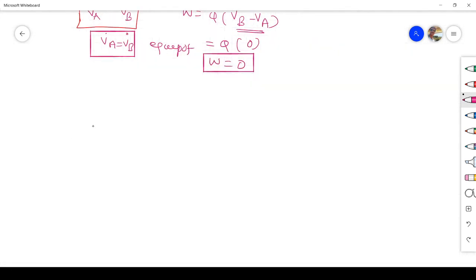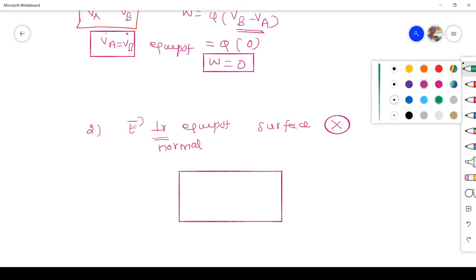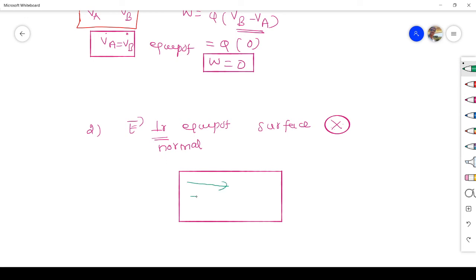The second property is: electric field is normal to the equipotential surface. Another important point. Normal or perpendicular, both are the same. Electric field is perpendicular to the equipotential surface. Why? Okay, let us see this. Let us consider this is the equipotential surface. Let us assume, for simplicity, that the electric field is parallel to the equipotential surface. It is like this.